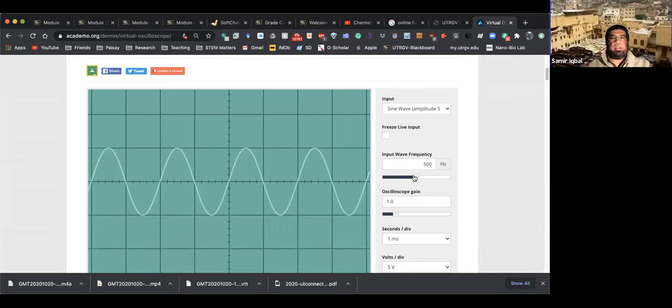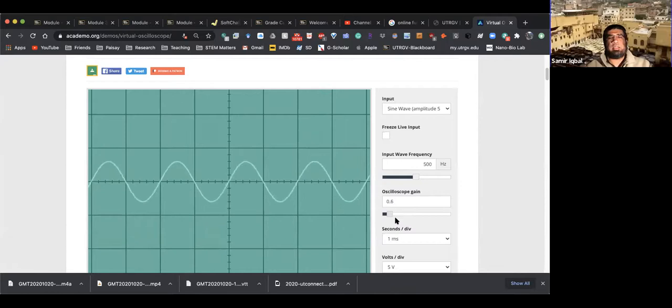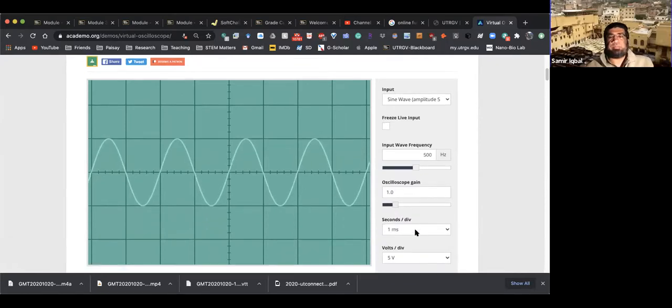You can adjust gain. Gain is y-axis. Here I put the gain 1. If I do this, you see what's happening? It's going up, up, up, up, up, up. Bigger and bigger signal, smaller and smaller signal. So we decide with our function generator what kind of signal we want.